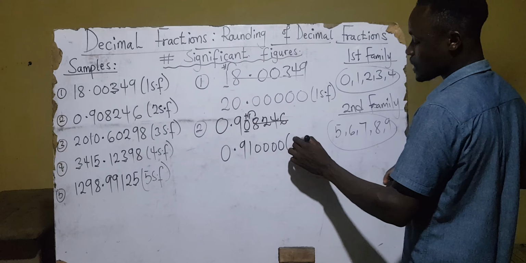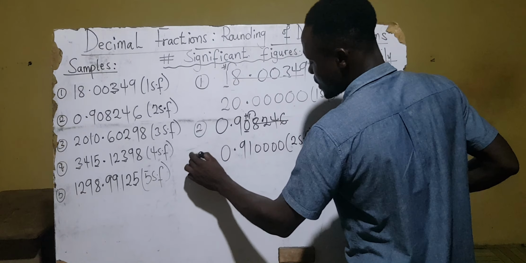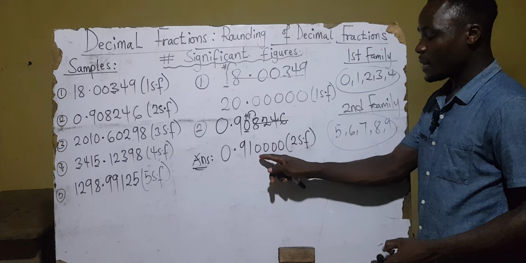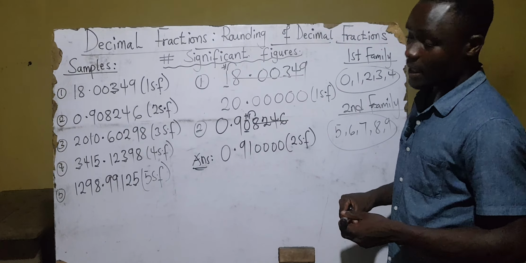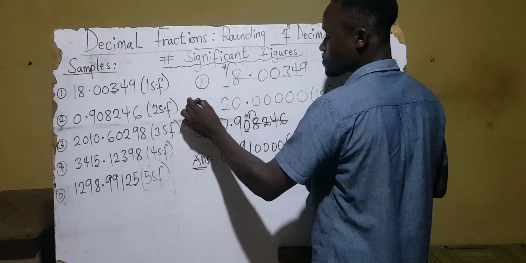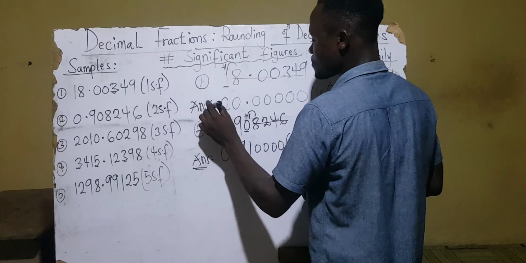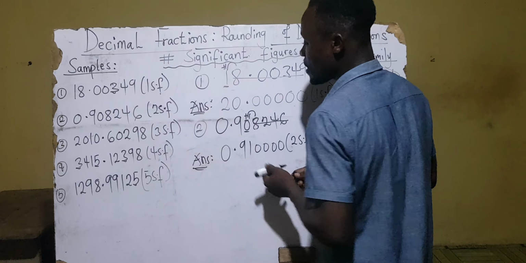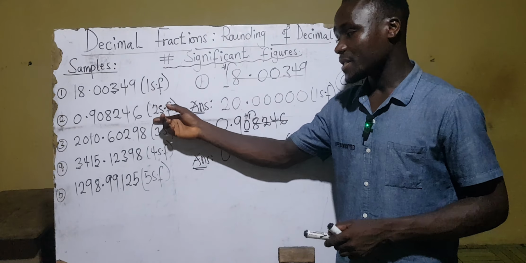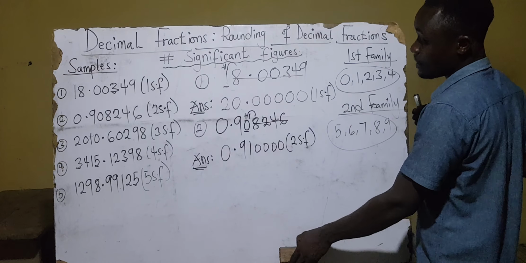So our answer becomes 0.910000. Are you clear with that? So that becomes our answer for question number 2. Remember, the rule that we're given in question number 1 is different from question number 2. So please take note. All right. So let's dive into question number 3 quickly.